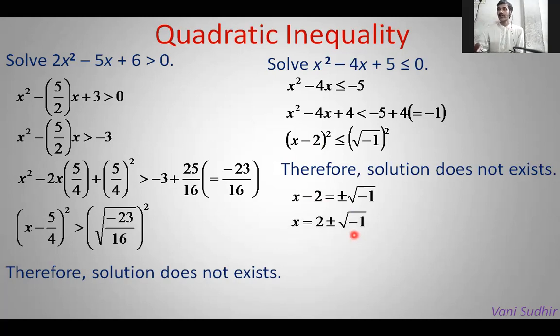See here, under root of minus 1 is the imaginary part. That you can denote with i. So 2 plus or minus i is the solution. One root is 2 plus i, another root is 2 minus i. See, if you add them, minus i plus i will get cancelled, you will get 4. So here the sum of the roots is 4; the x coefficient is minus 4.